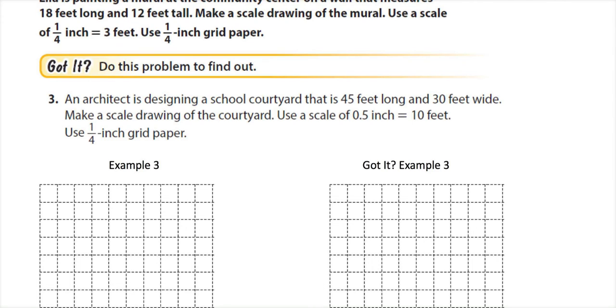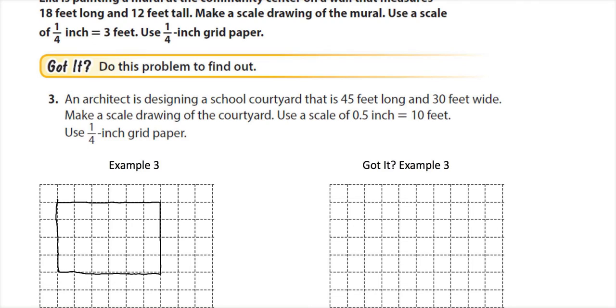So if one block is 3 feet, and I need to go 18 feet, then how many blocks do I need? In this case, that would be 6, all right? So let's go out 6. So we're gonna go out 1, 2, 3, 4, 5, 6. Okay? Then it says that it's 12 feet tall. So again, if every block represents 3 feet, and I need to draw out 12 feet, then how many blocks do I need to go down? In this case, it would be 4. So we're going to go down 1, 2, 3, 4. All right, then we're going to square it off.